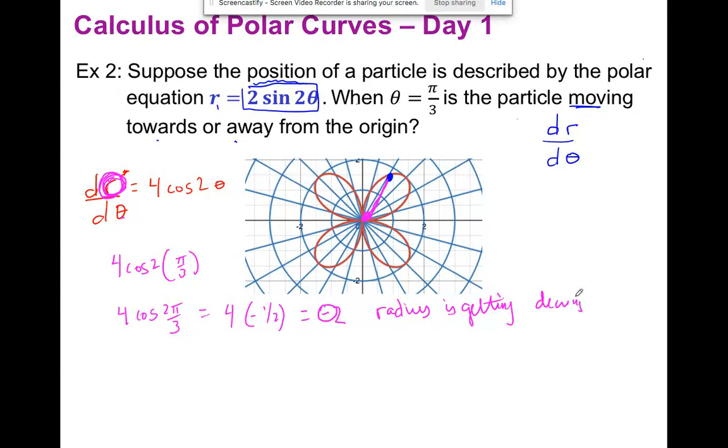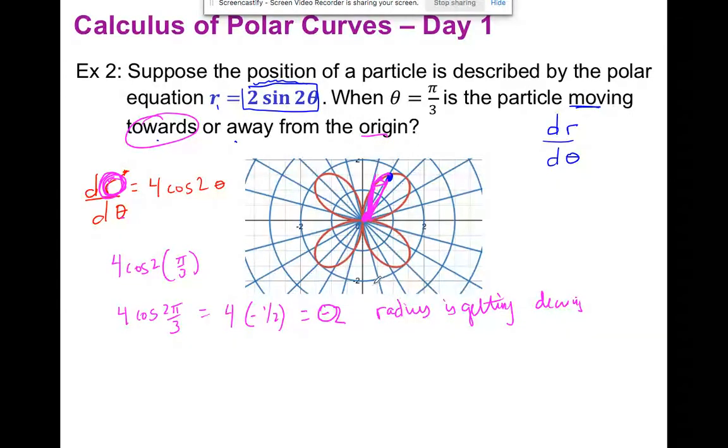If your radius is decreasing, where is this point going? If this point was going this way, wouldn't the radius be longer? As theta starts from 0, you are going in this direction, counterclockwise. So where is the point going? It is going towards the origin. That's kind of cool.